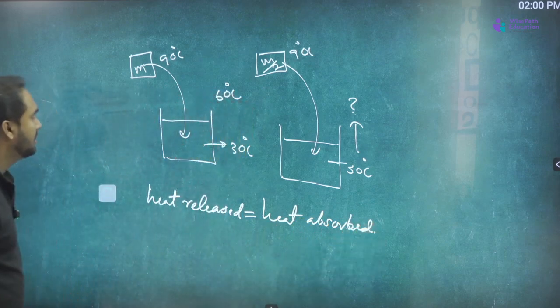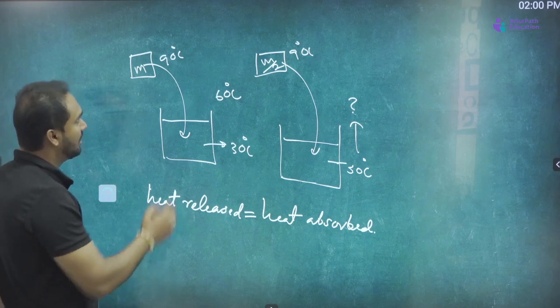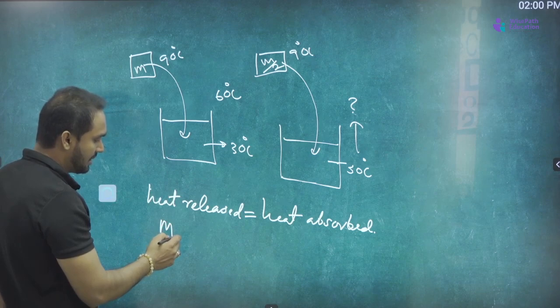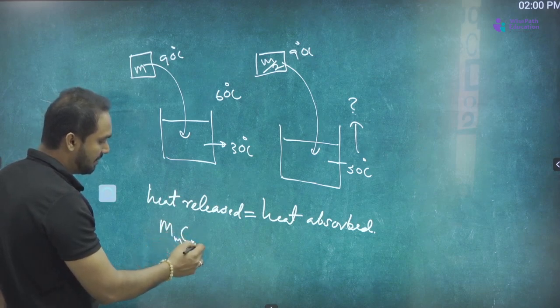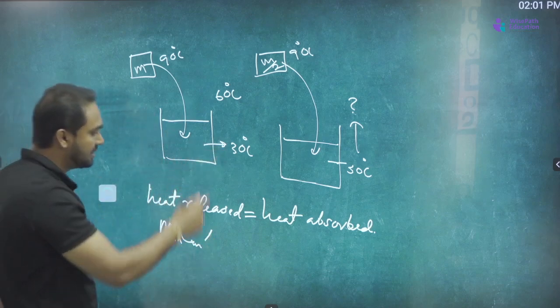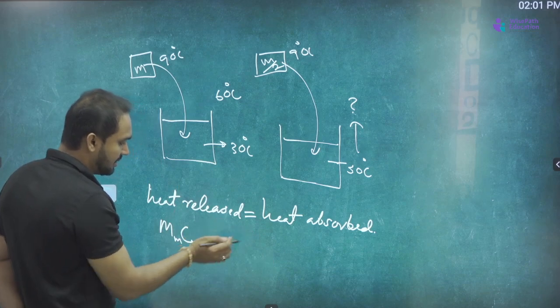So heat released should be mc theta of the metal. I'll take it as m of the metal, c of the metal, and the temperature difference in the first one is 90 minus 60, isn't it?